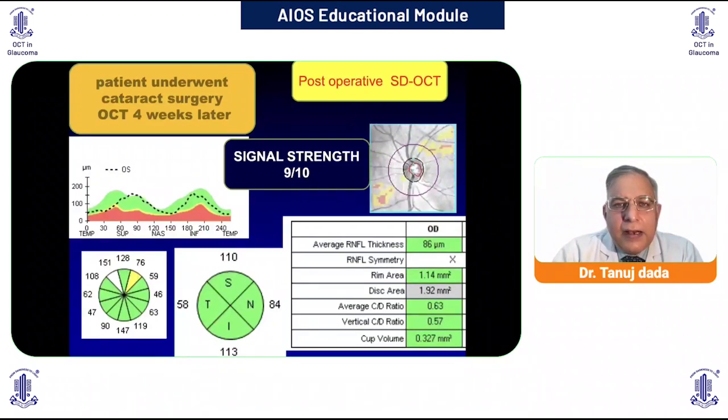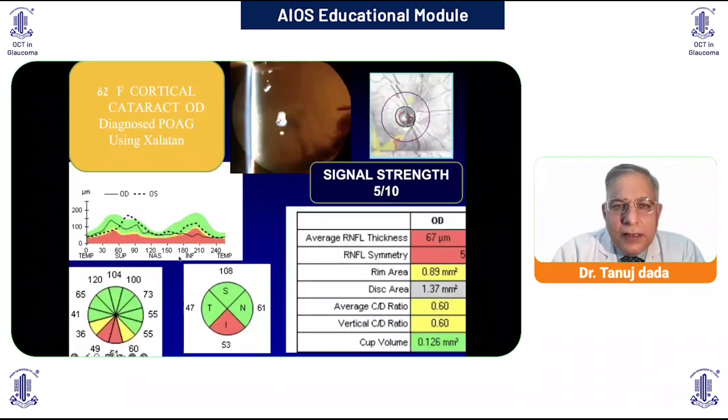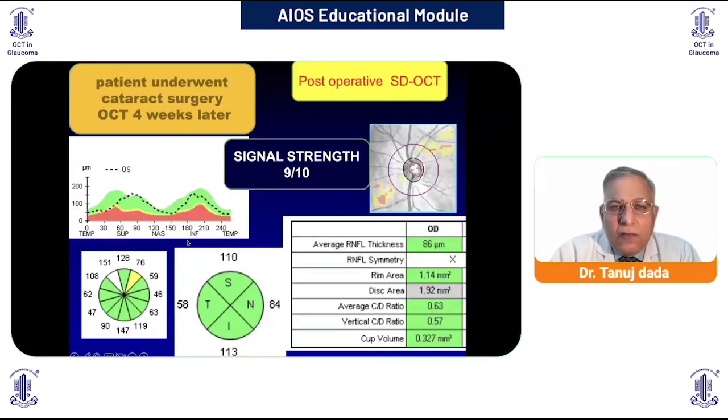And here is the scan done after cataract surgery 4 weeks later. Now you can see the red area has disappeared and there is a healthy RNFL. So if there is a media opacity, it can lead to underestimation of the retinal nerve fiber layer. So if there is a cataract, always do the cataract surgery and then evaluate the baseline OCT, and you will be surprised how much the retinal nerve fiber layer thickness can improve after cataract surgery. So this was a false positive diagnosis of glaucoma, and signal strength has improved from 5 out of 10 to 9 out of 10. And with that, the retinal nerve fiber layer has become normal.